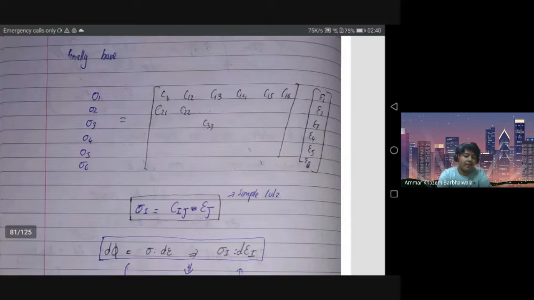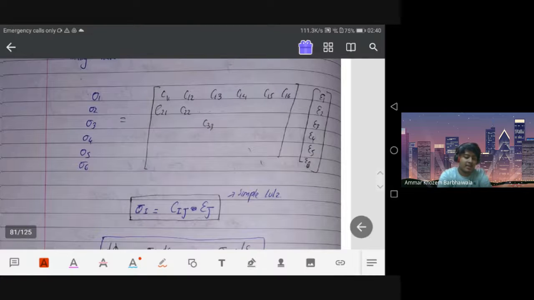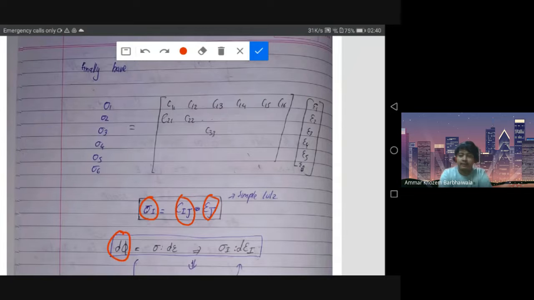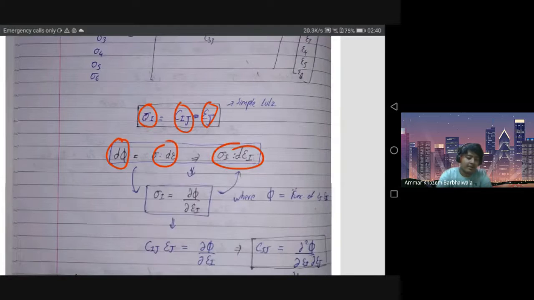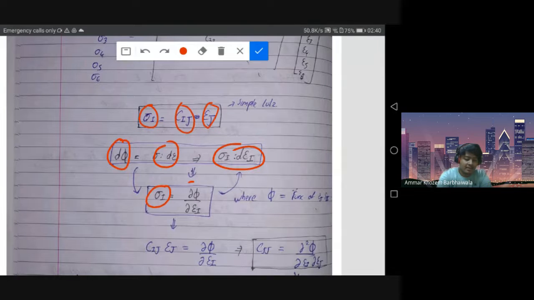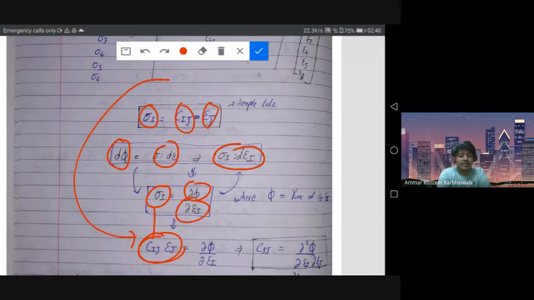What we can do is write C_ij, so we can write sigma_i equals C_ij epsilon_j. We also know that d phi, where phi is the energy density, equals sigma times d epsilon, so we can write it as sigma_i d epsilon_i. What we can write is that sigma_i equals del phi by del epsilon_i, and we know that sigma_i is C_ij epsilon_j, which from the tensor notation is a sum over j of C_ij epsilon_j.